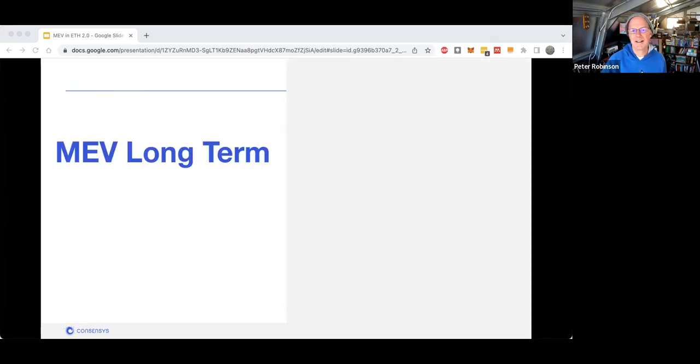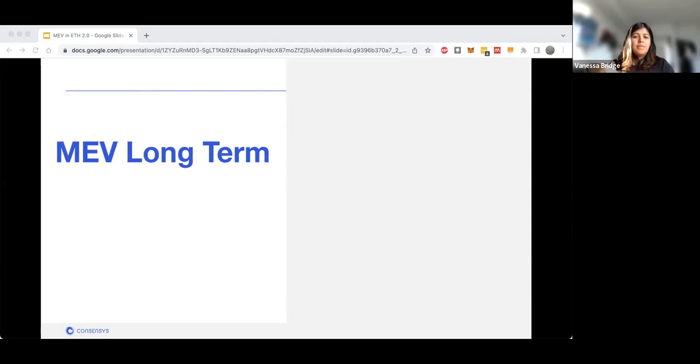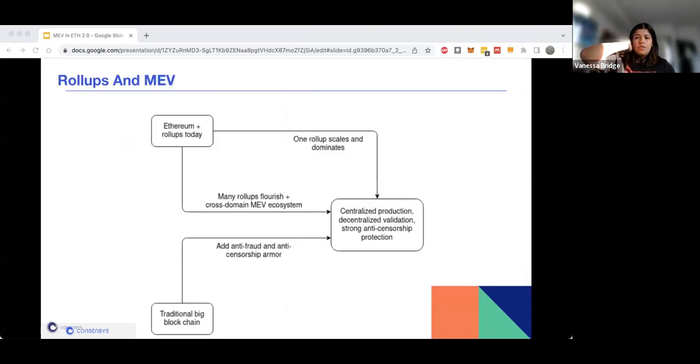Okay, so to continue on this, because we're looking at it from the Eth2 perspective, there are also long-term considerations that need to be discussed and talked about. So next slide. Part of this is not just changing the consensus algorithm, but also looking at layer 2 solutions. And what we call layer 2 solutions includes rollups.